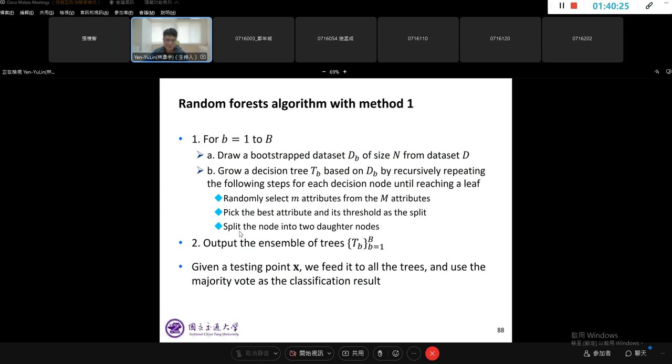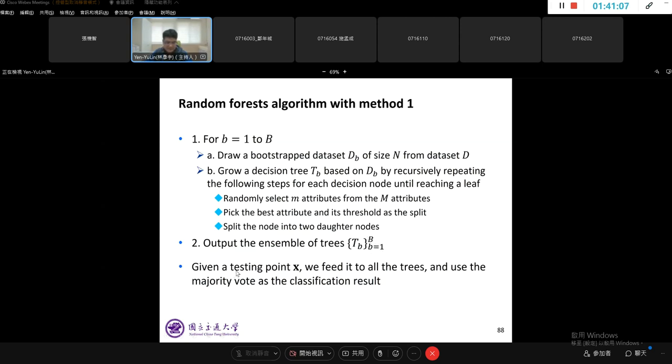In this situation, we can use the threshold to divide the data set into 2 branches. So we can split the node into 2 daughter nodes or 2 branches. Okay, so the process is repeated until we get the capital B decision trees. So finally, the output of random forest is a set of decision trees. It is the collection of TB for B ranging from 1 to capital B.